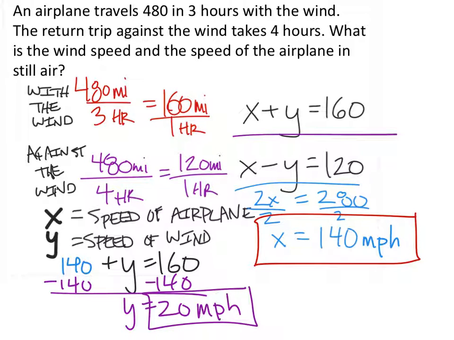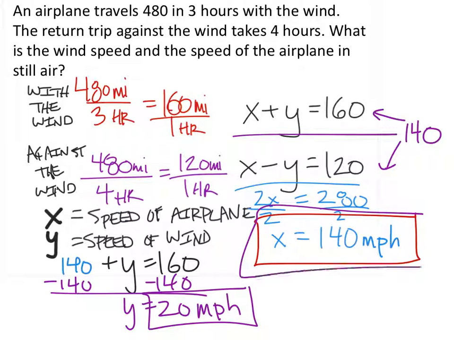If we split these two in half, that would be 140. And if we take off the wind speed, then we would subtract 140 to get 120. If we added the 20 miles per hour, we'd get 160. And these are our two answers right here.